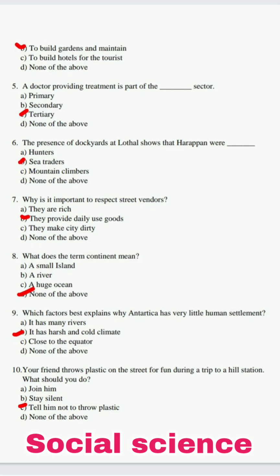Question number 6. The presence of dockyards at Lothal shows that Harappans were dash. Options are A. Hunters, B. Sea traders, C. Mountain climbers, and D. None of the above. And the correct option is option B. Sea traders.